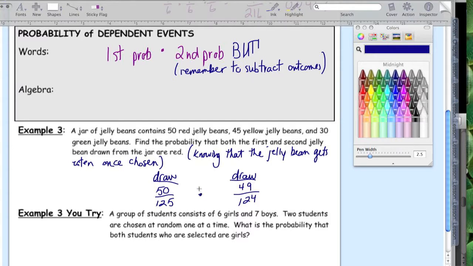We can multiply those together. When we do that, we get 2,450 over 15,500. And as a decimal, that's about 0.16. Okay? So I'd say 16% chance that you're going to get two reds right off the bat. It's pretty good. It's not great, but it's kind of more than I would anticipate. Okay? All right, last one.